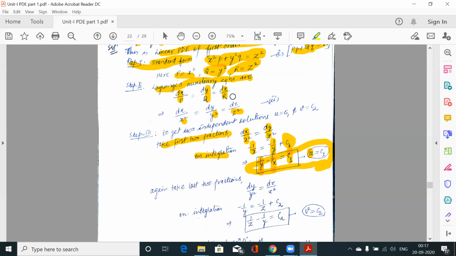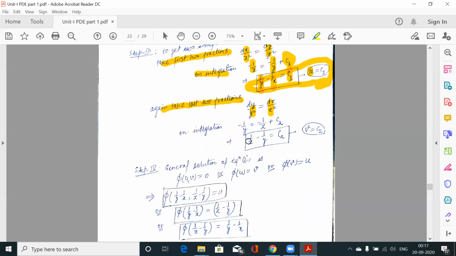Similarly, if we take these two fractions, dy over y square and dz over z square, again the integration is possible. So again we take the last two fractions, dy over y square, dz over z square, and we can integrate it directly. On integration, the integration of 1 upon y square with respect to y is minus 1 over y. Next, the integration of 1 by z square with respect to z is minus 1 over z, plus the integrating constant C2.